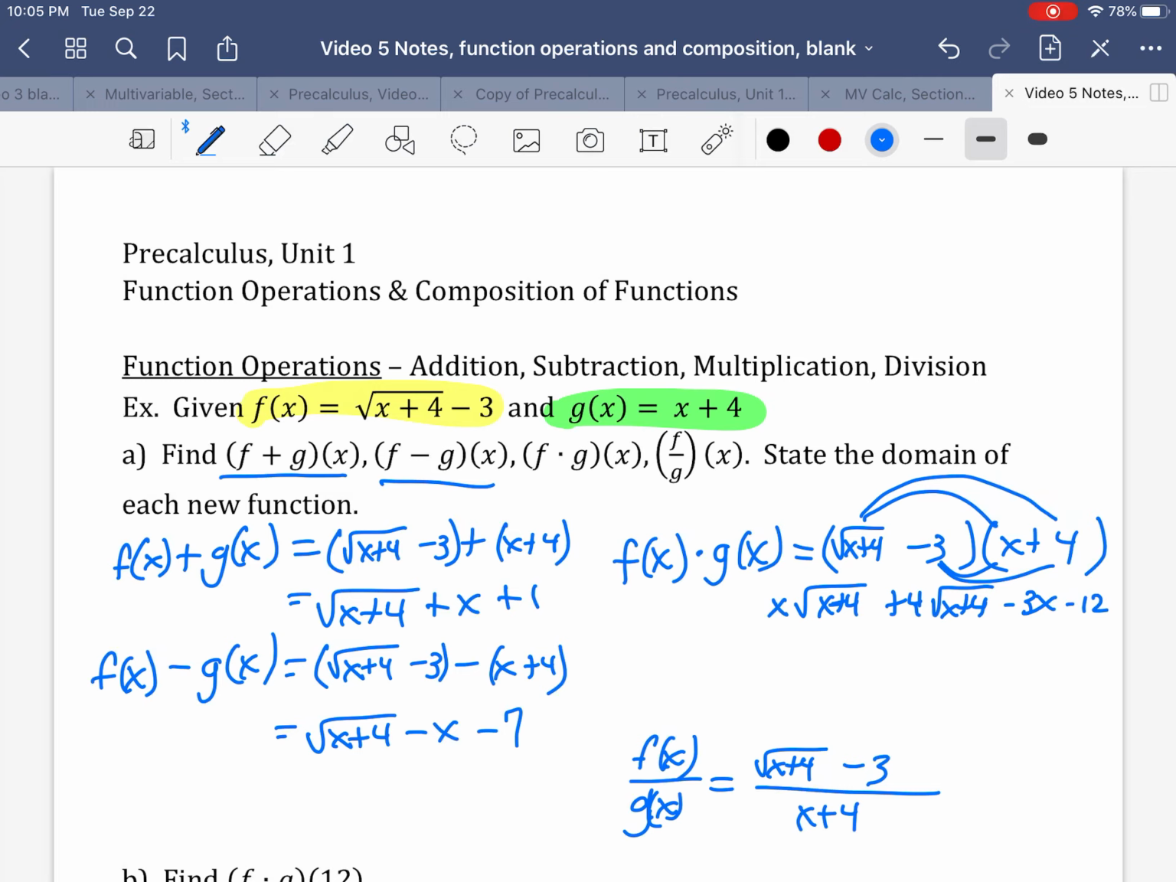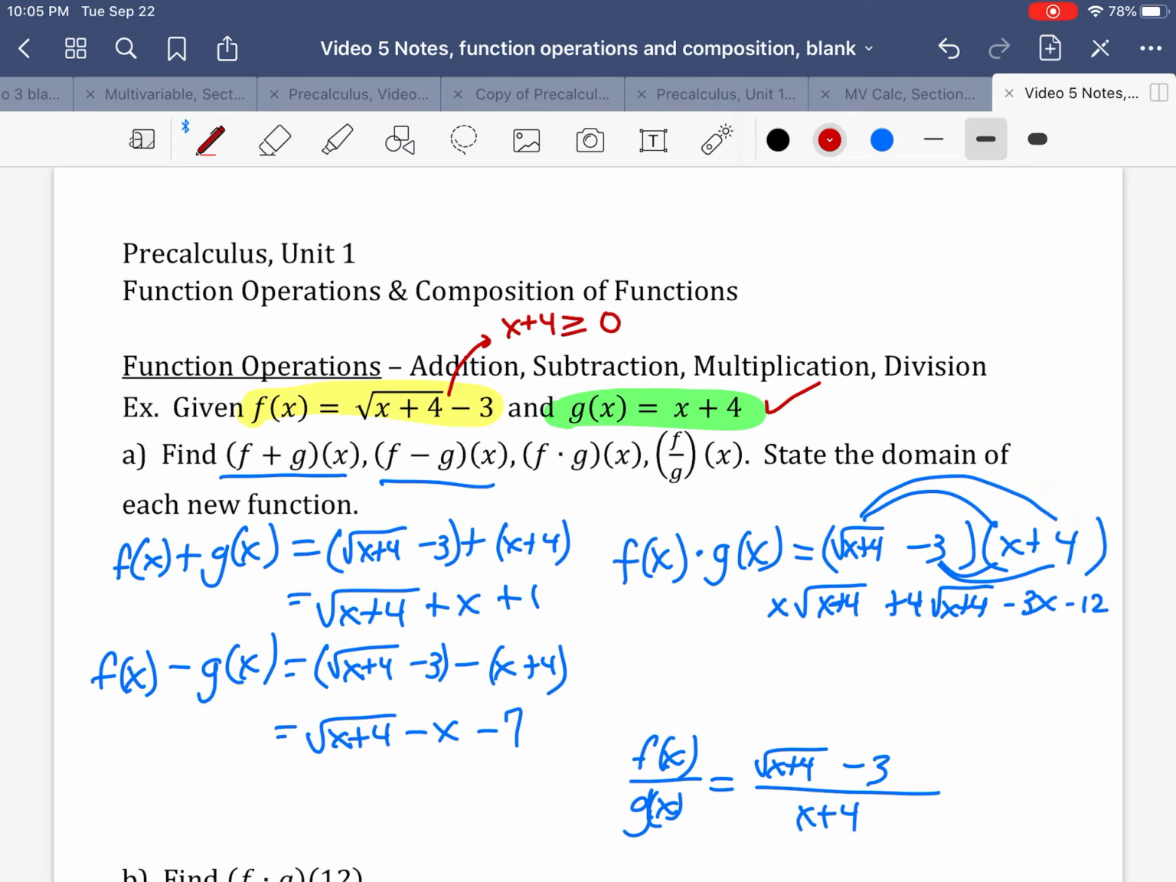Now the question also did say state the domain of each new function. So I'm going to write that in red next to it. First of all, this one right here has no problems at all. You can put any x you want in there. And this one over here though, remember that x plus 4 has to stay greater than or equal to 0.